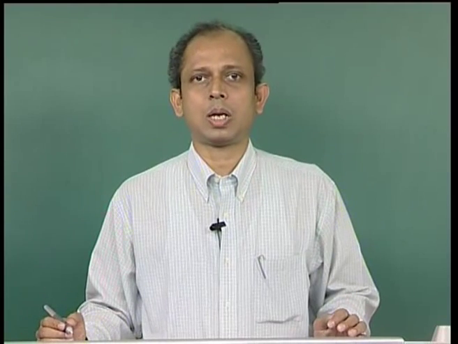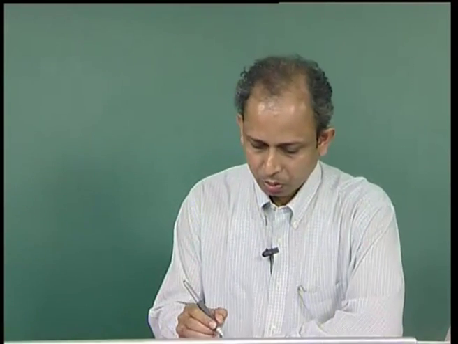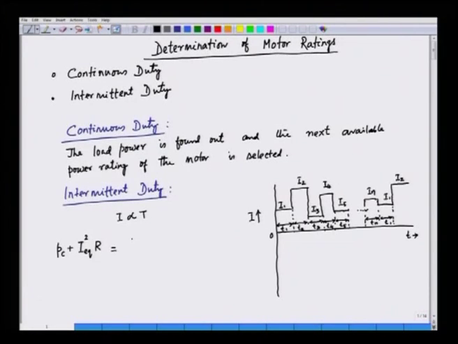Now the core loss is independent of the load. We know that when a motor operates, the core loss does not change; only depending upon the load the copper loss changes. So we can write down the individual losses as follows. For interval number 1, it is the core loss plus the copper loss I1 square R, and this is for the interval T1.